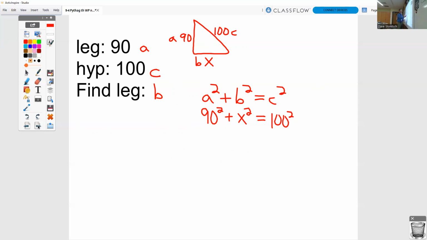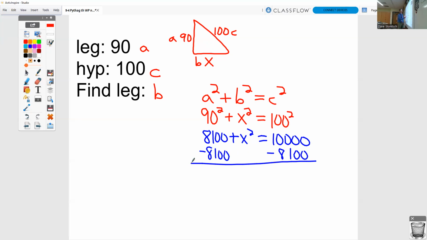90 squared is 90 times 90, which is 8,100. Bring down your plus sign, bring down your x squared, bring down your equal sign. 100 squared is 100 times 100, which is 10,000. Now what we can do is get that x squared all by itself by subtracting the 8,100 from both sides. 10,000 minus 8,100 is 1,900.